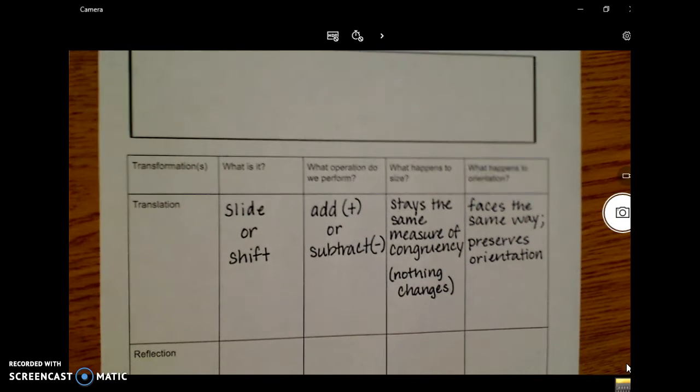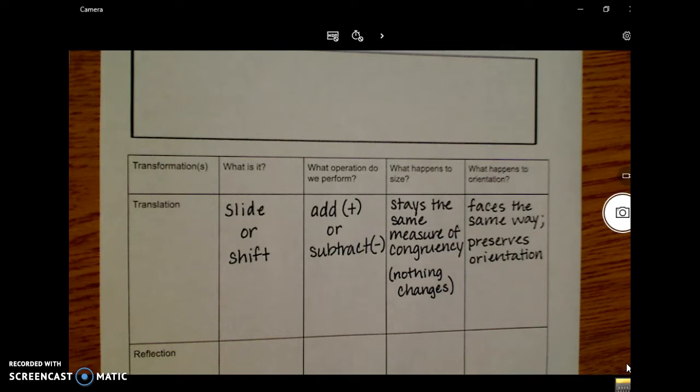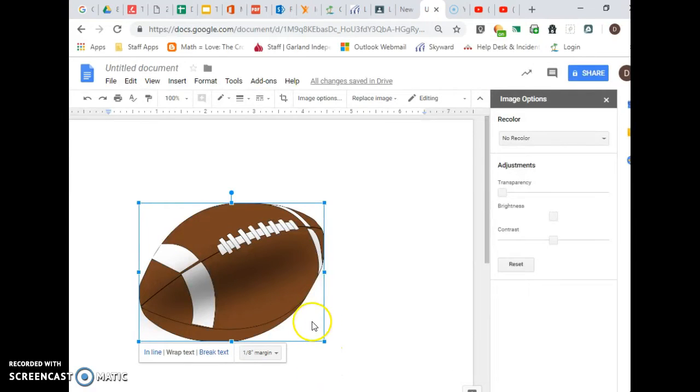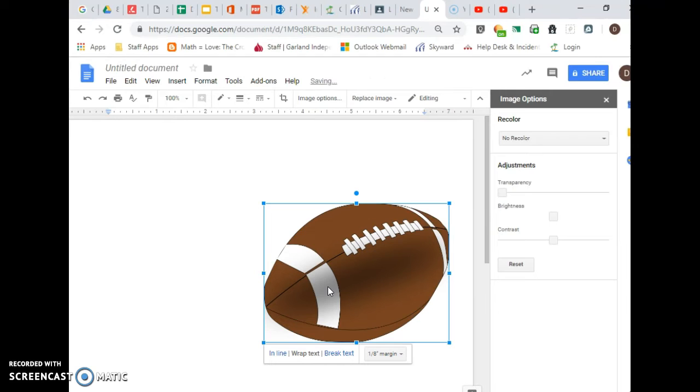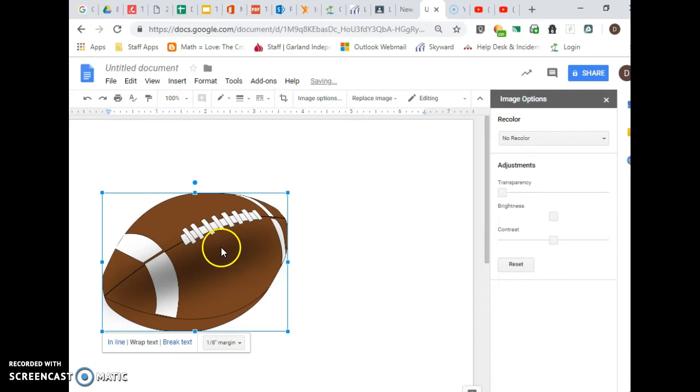I want to show you a short demonstration using a football. So we see the football, and if I just shift it or slide it over, that is a translation. Nothing about the size has changed, nothing about the position or orientation. It's still facing the same direction, it's just simply being repositioned.